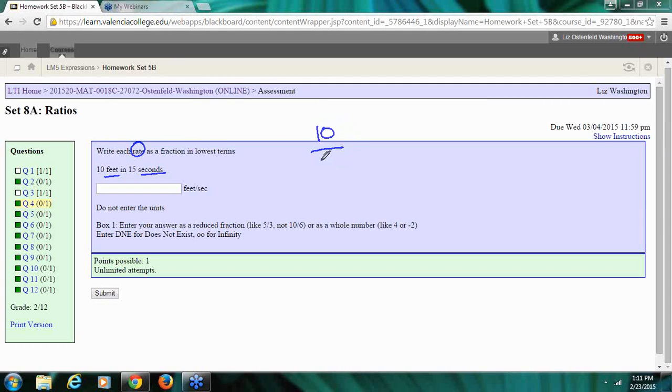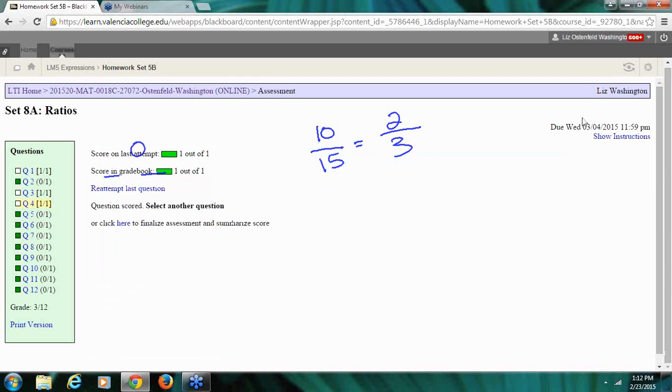So here I got 10 feet in 15 seconds, and it wants me to write it in lowest terms. So if I divide these both by 5, I would get 2 feet in 3 seconds. So I'm going to type that in, and again, I just want to make sure it's accepting correct answers. And again, I do use parentheses for my fractions. Very good.